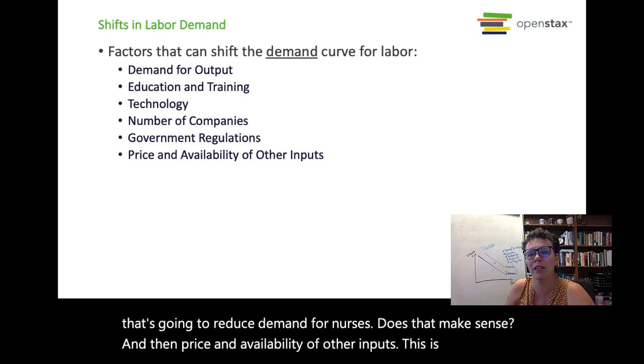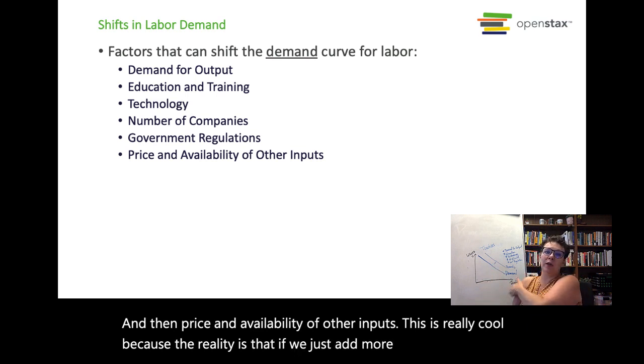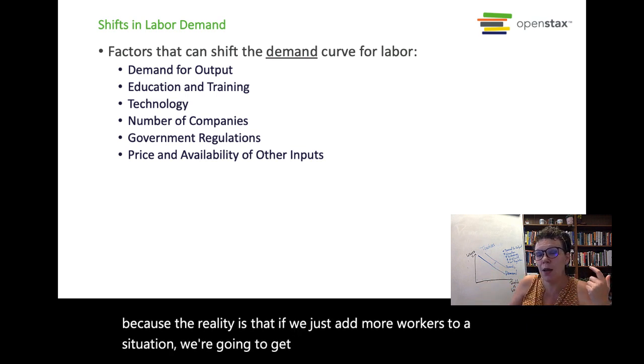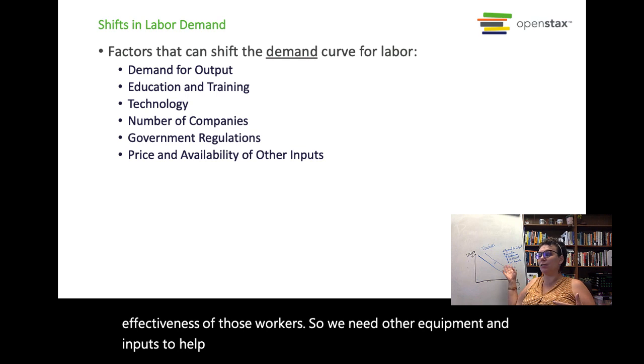And then price and availability of other inputs. This is really cool because the reality is that if we just add more workers to a situation, we're going to get that diminishing marginal effectiveness of those workers. So we need other equipment and inputs to help increase demand for workers.